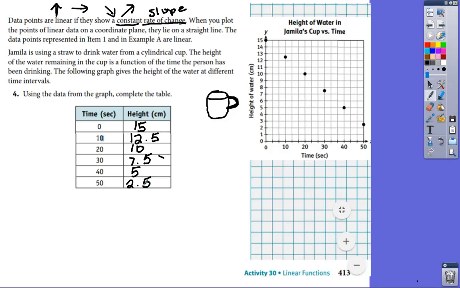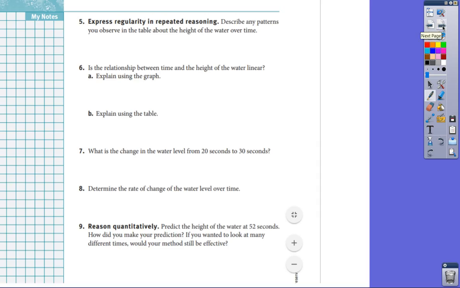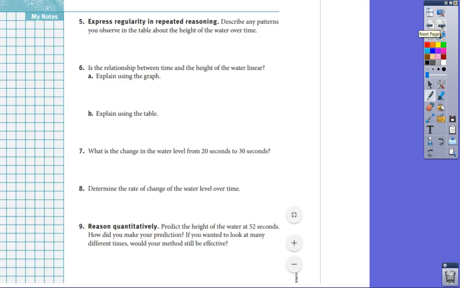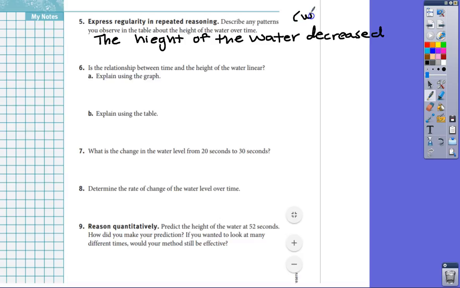Alright, so we did that. Let's see what our next step is. Alright, describe any patterns you observe in the table about the height of the water over time. So if we look at our table, we can see that it's going down. It started at 15 and it went down. So we can say the height of the water, and you can say went down, or we're going to use some fancy math words, decreased, which is the same as went down, over time.